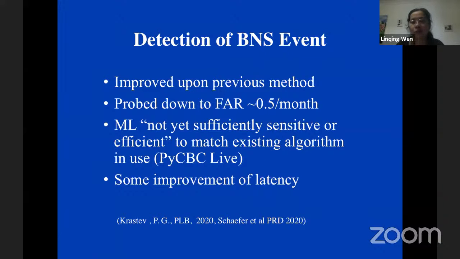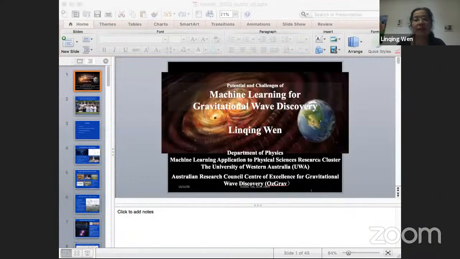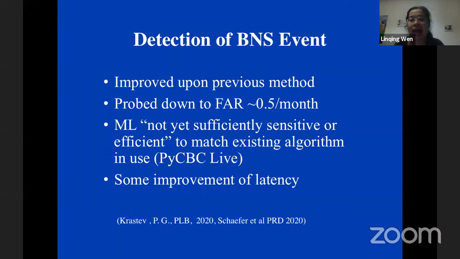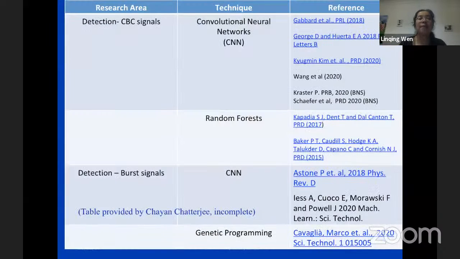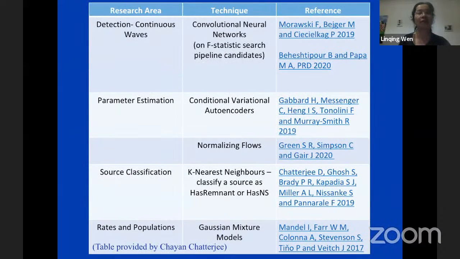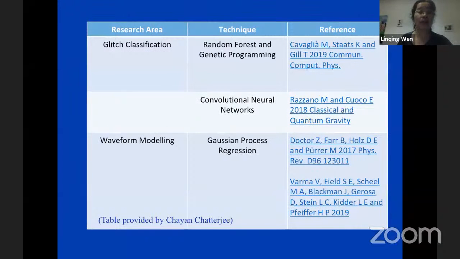As I said, a binary neutron star event is harder because for the same signal to noise ratio, it's weaker at every time segment. Yeah, and I just want to give a very quick overview of what we have. You can see all sorts of methods have been done for detection, also for burst, that means we don't know the waveform, for continuous waves that come from a spinning pulsar, which I did not talk much about, and for classification, parameter estimation, related population, you can get these from the review articles. And glitch classification and waveform modeling.